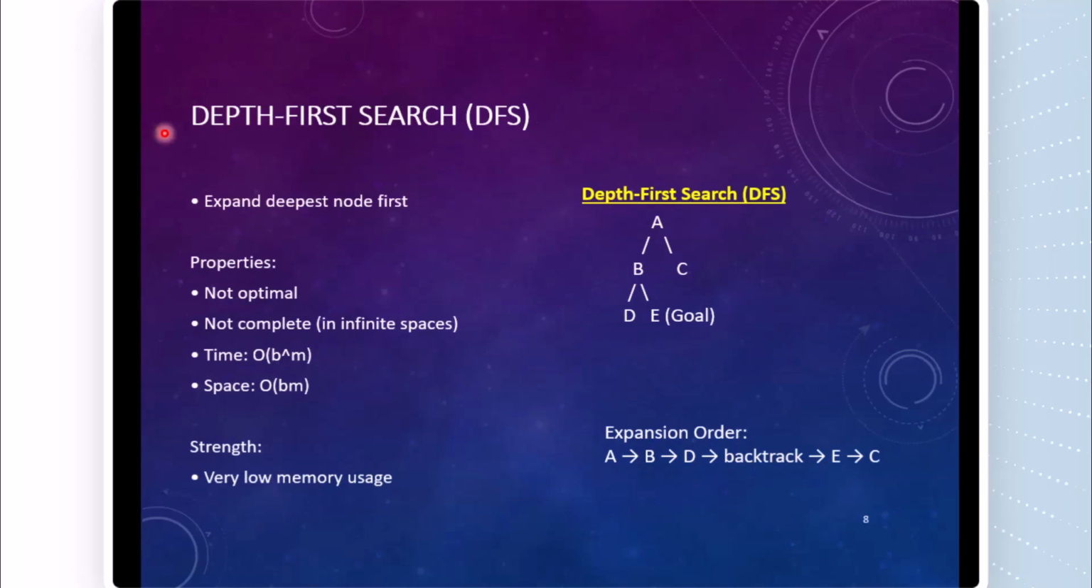The second is the depth first search. It expands the deepest nodes first. And so here are the properties. It's not optimal, not complete, and just refer to the previous notes to see the advantages and disadvantages.